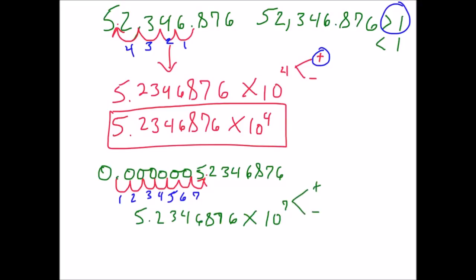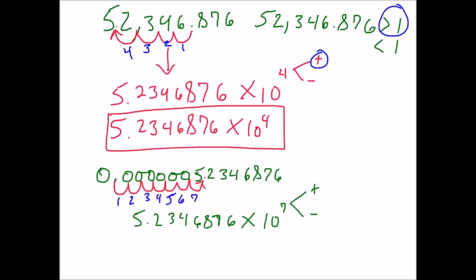Is the original number larger than 1 or less than 1? Good. This one is less than 1, so this is going to be times 10 to the negative 7. Alright, so that gives us our final answer for that one. And that's really all there is to scientific notation.